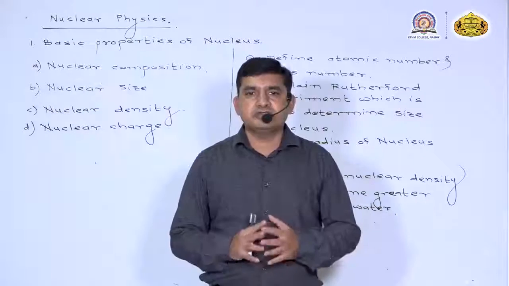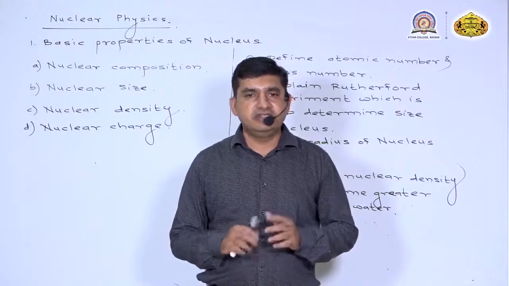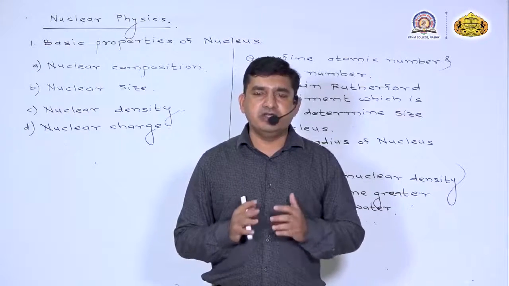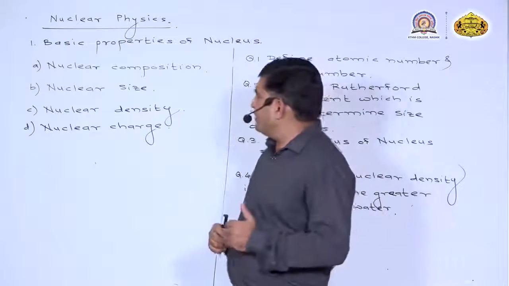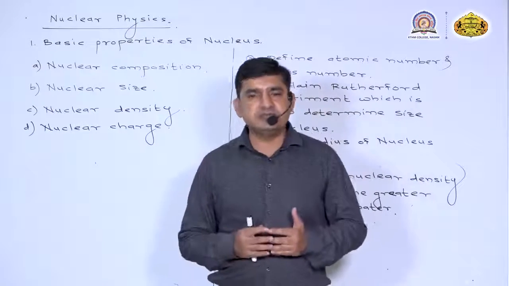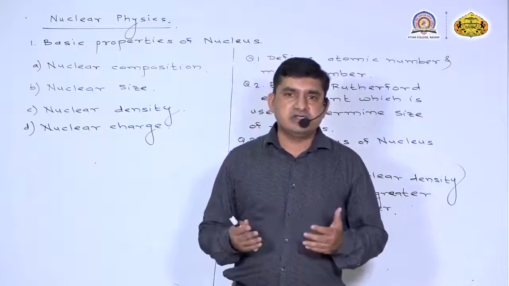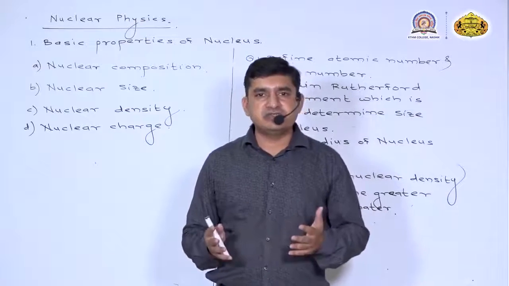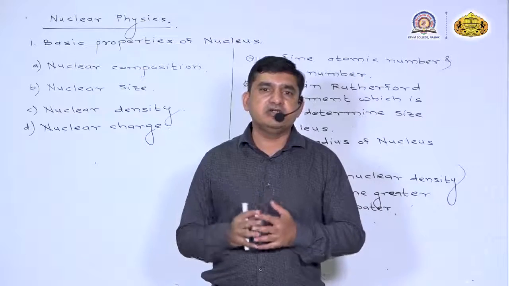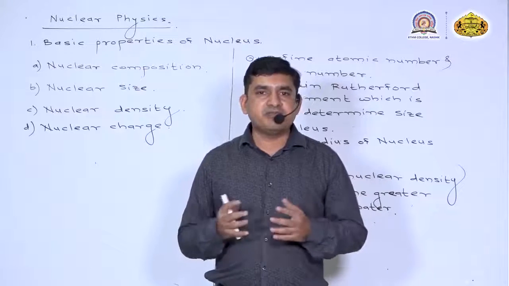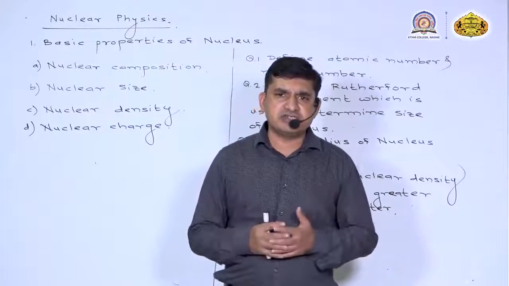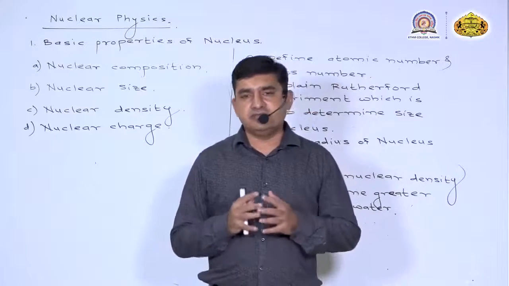So in this lecture, we discuss four basic properties of a nucleus. First property is nuclear composition. That is, the nucleus consists of positively charged protons and chargeless neutrons, which are present in a nucleus. Then the mass of proton, mass of neutron, then representation of an atom.